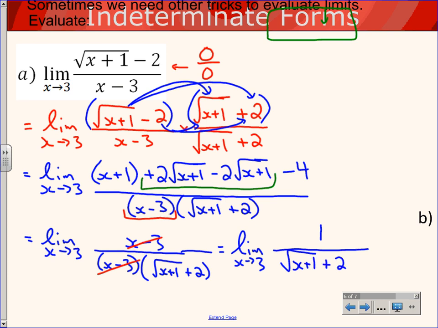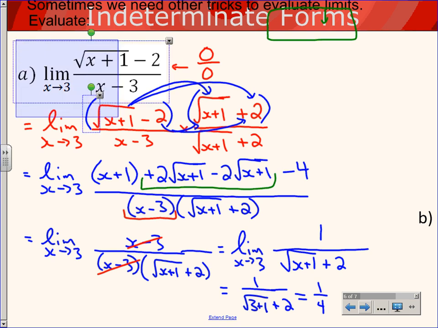And now we're okay. Just barely had enough room. If we sub in our 3, what's that give us? 1/4. That's rationalizing. Okay, we're taking an expression and multiplying it by an expression that creates a difference of squares for us.